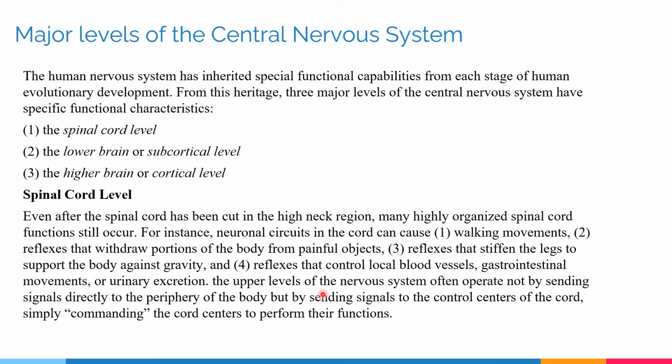The upper levels of the nervous system often operate not by sending signals directly to the periphery of the body, but by sending signals to the control centers of the cord, simply commanding the spinal cord centers to perform their functions. And thus, the function is essentially performed at the spinal cord level and not at higher brain levels.